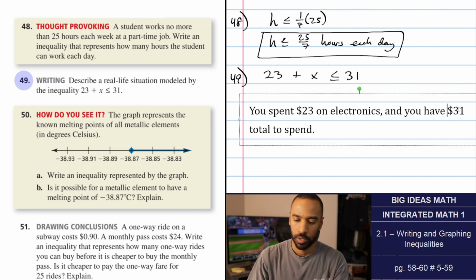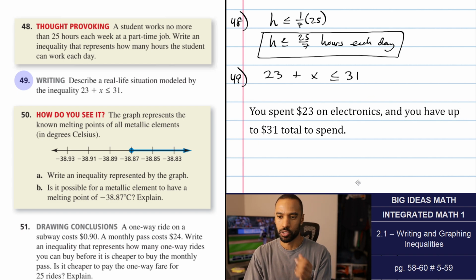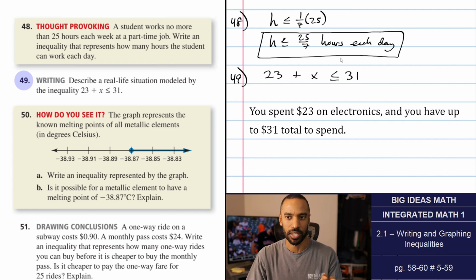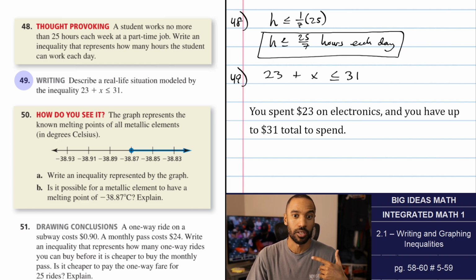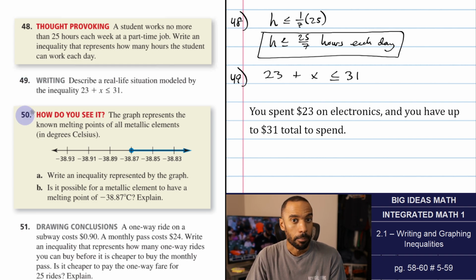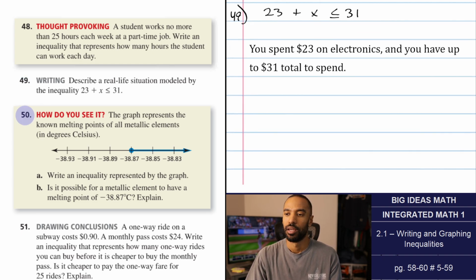Sorry, you have up to $31 total to spend. If I just said total, then it sounds like an equals. Up to that amount is another way of stating less than or equal to. Or at most. I can say at most $31 to spend. I've got to get better at making my own inequalities like that.